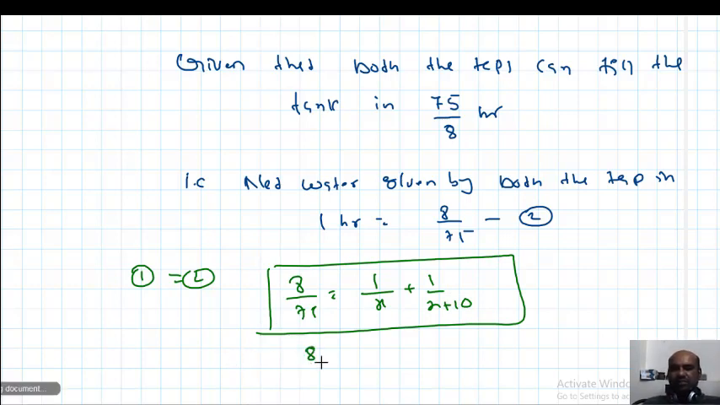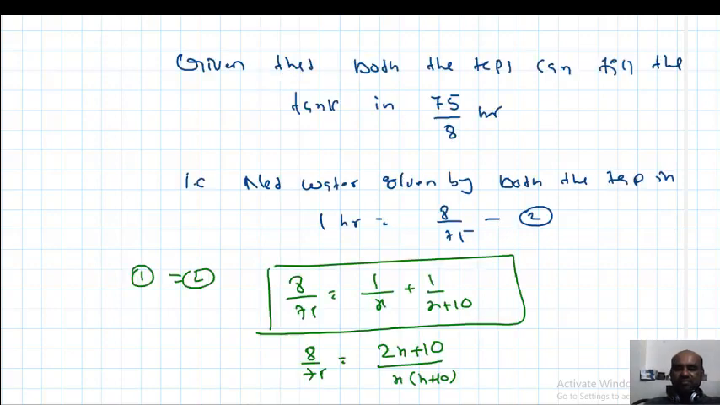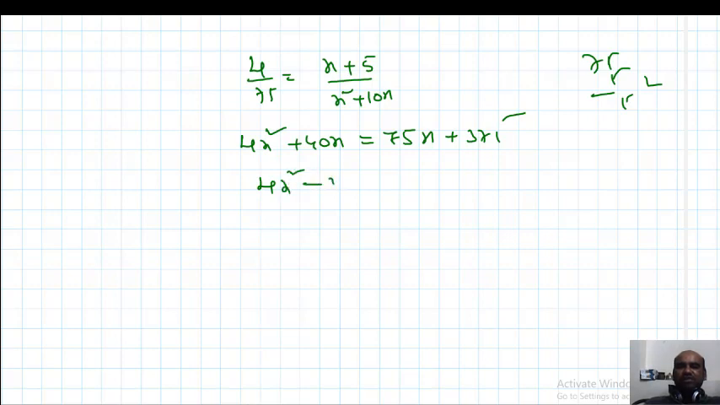Okay. 8 by 75 equal to, what I can say, 2x plus 10 by x times x plus 10. I can cancel one 2. 4 by 75 equal to x plus 5 by x square plus 10x, I think. Correct one. So 4x square plus 40x is equal to 75x plus 375. In other words, I can say that 4x square minus 35x minus 375 equal to 0.